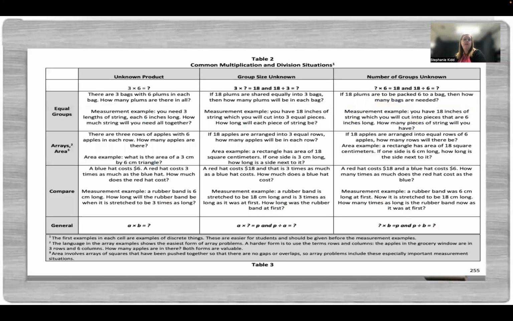Again, with multiplication and division, we tend to fall here, which is unknown product, equal groups, or group size unknown, and we do arrays. We tend to forget about the compare section and the number of groups unknown, which is where we really want them to be. So again, we will start here, but we need to make sure that we build up and they see a lot of these types of problems.